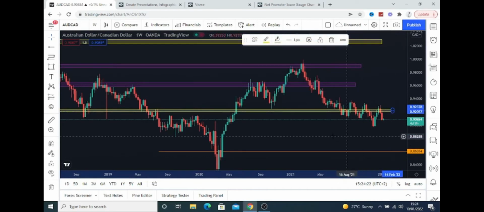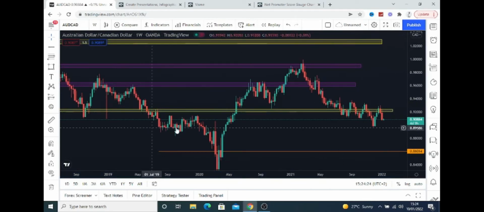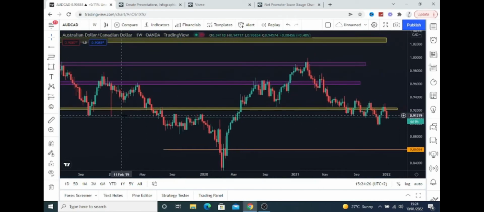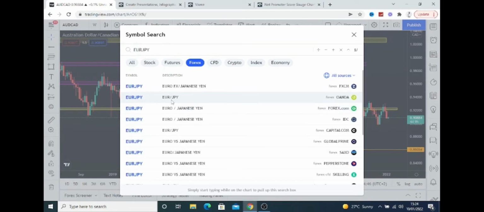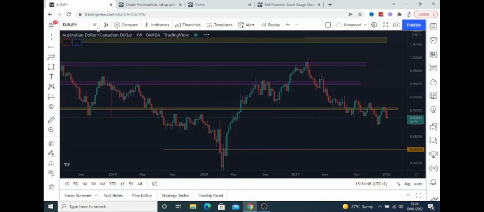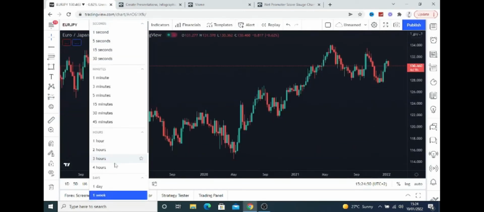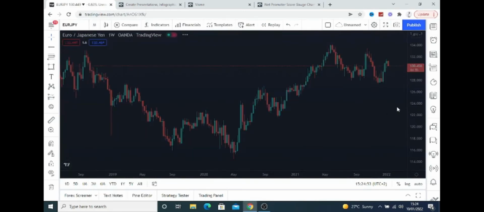So you can fine tune. If you see that the price is not showing clear, you can fine tune them, because you should treat these areas as areas, not as lines. So let's go to another pair to show the same example. We're going to be using, let's say, EUR JPY on the monthly time frame.